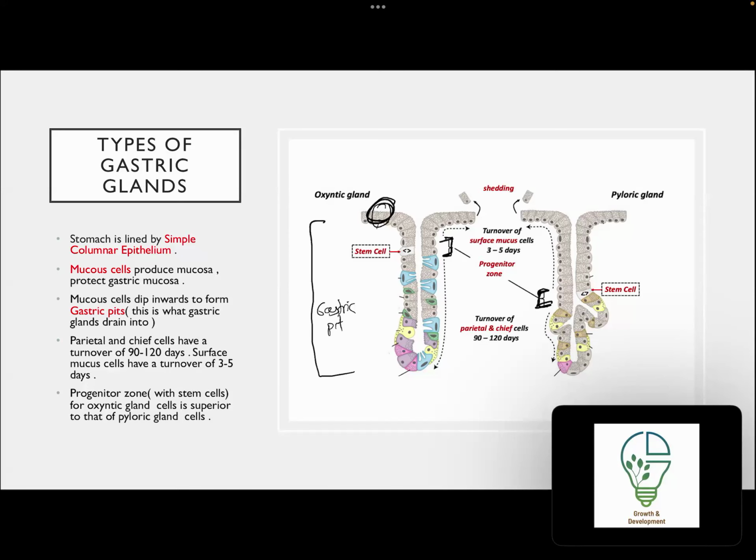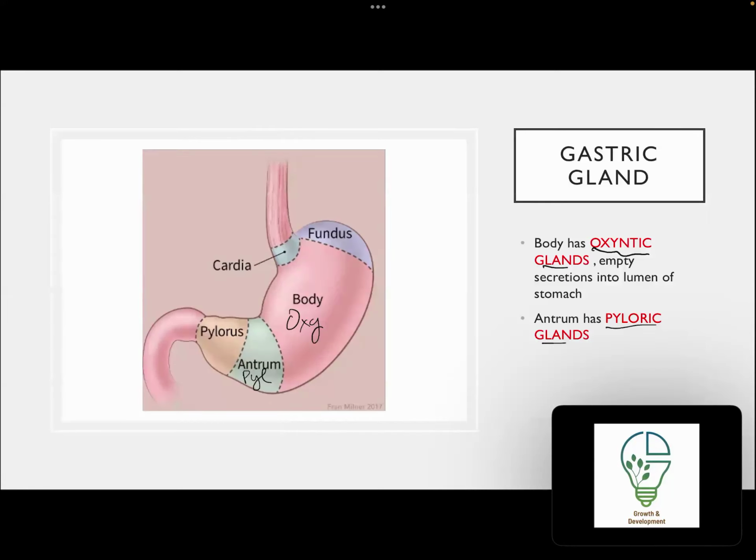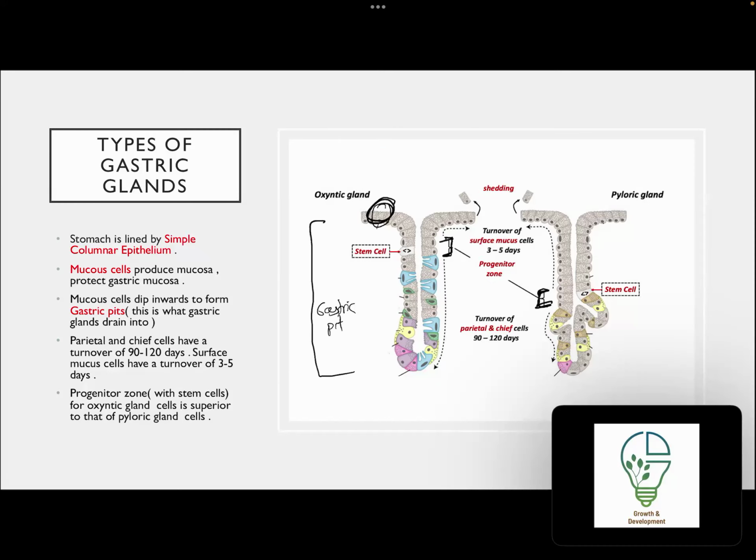So you see these two types of glands are different. These are oxyntic glands and these are pyloric glands. And as we learn over here, oxyntic is in the body and pyloric are in the antrum. So the oxyntic glands have their progenitor zone superior. You can see the gastric pit is just starting. It's barely dipping, and you already have a progenitor zone right here, and the stem cell is within the progenitor zone. So the stem cells can develop into any type of specialized stomach cell depending on what's required.